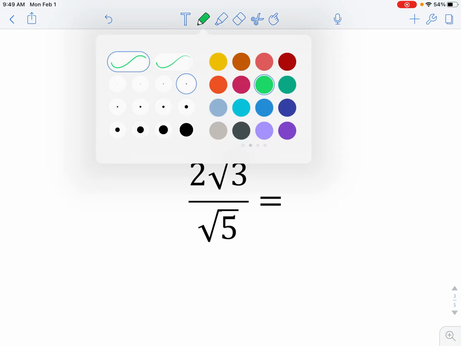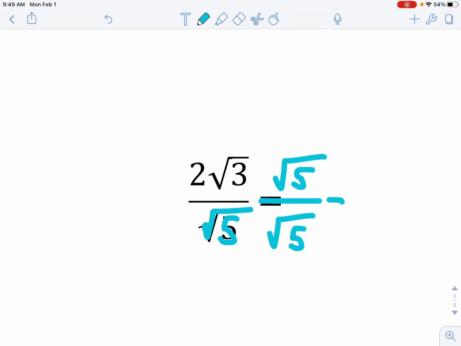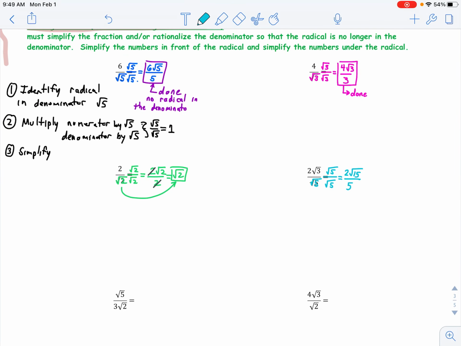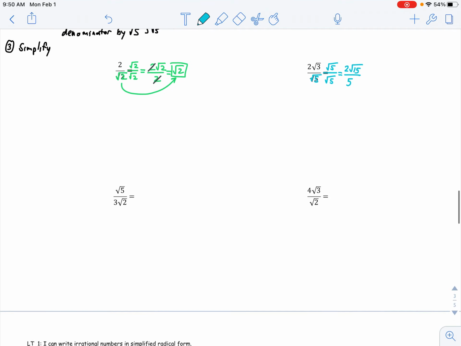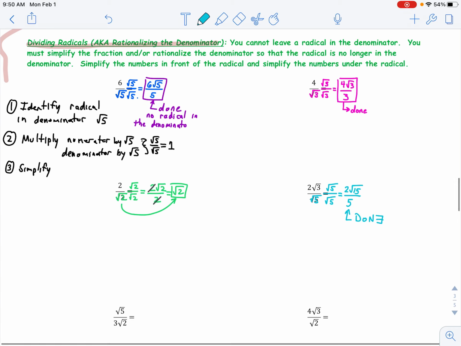All right, this one right here, 2 radical 3 over radical 5. Identify the radical 5. Multiply both numerator and denominator by radical 5. We're going to get 2 radical 15 over 5. All right, and that's it. D-O-N-E, done.